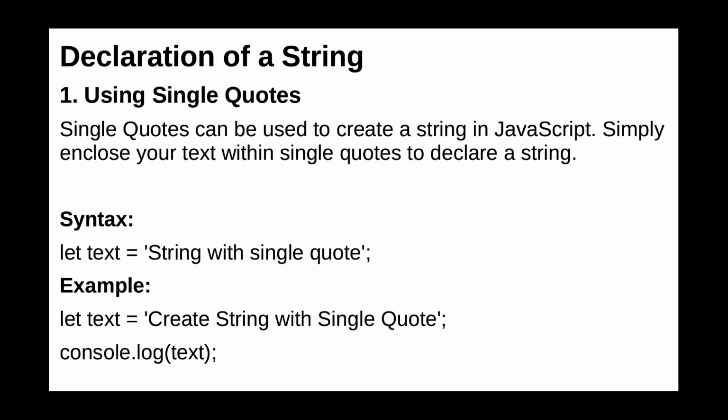So, how to declare a string? First, using single quotes. Single quotes can be used to create a string in JavaScript. Simply enclose your text within single quotes to declare a string. So the syntax is, we can add text in single quotes. This is the example of how to create a string using single quotes.